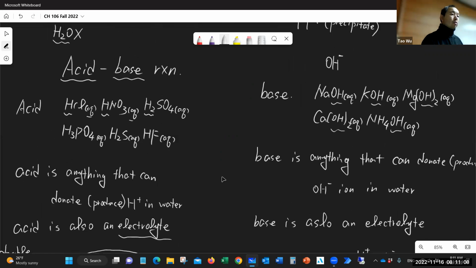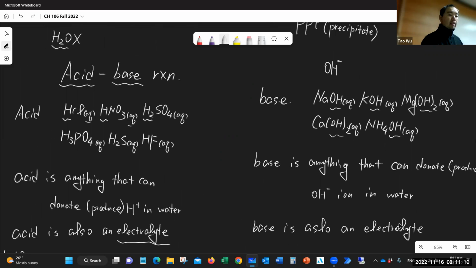Next part, we also talk about acid-base reactions. What is an acid-base reaction? We know what an acid is. An acid is the one that has hydrogen at the beginning of the first compound. An acid is usually anything that can donate or produce hydrogen ions.